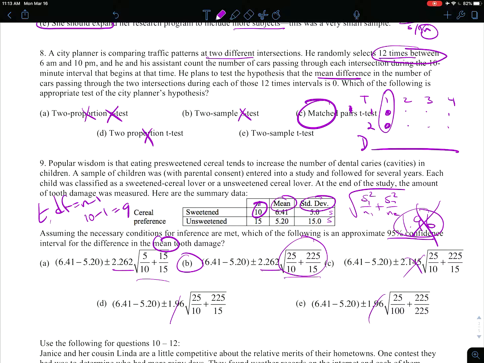The mistake that gets made, and this gets made often, is people will choose a because they see s over n, which for the one sample t was s over the square root of n. But in this case, we have to write it as the square root of s squared over n because we added the two variables together. And remember, we can't add standard deviations. We can only add the variances and then take the square root.